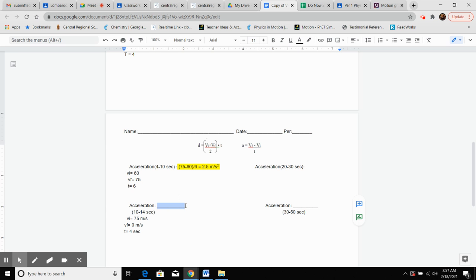Okay, so the acceleration is VF minus VI. So VF was 0, minus VI, which was 75, and then divided by the time, which was 4. So 0 minus 75 is negative 75, and negative 75 divided by 4 is going to equal a negative 18.75 meters per second squared. And again, how do I do the squared? Control period squared. Just type in the 2 there.